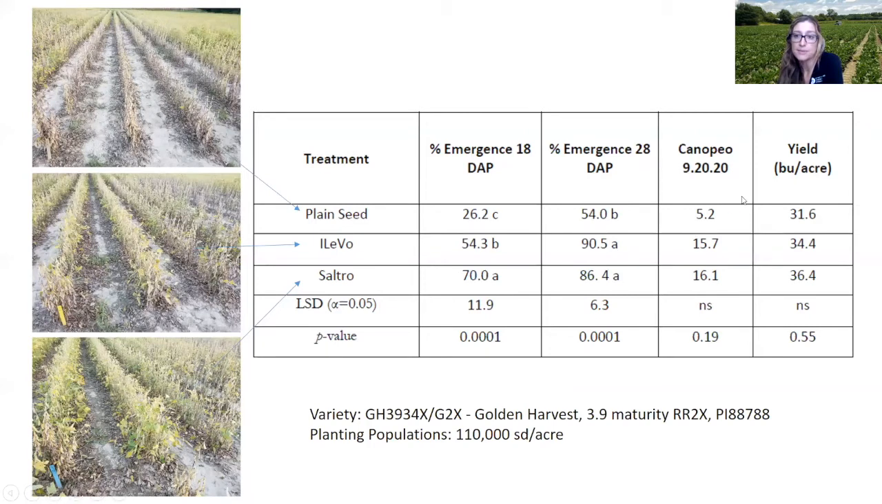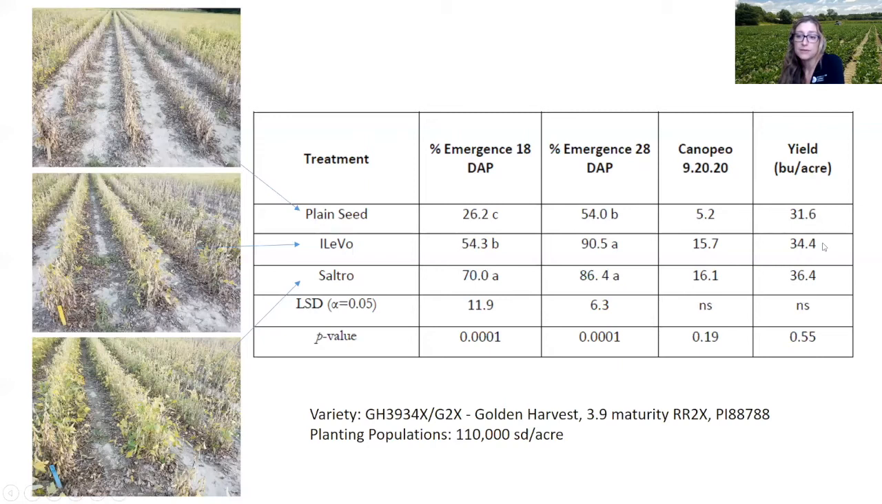To capture canopy greenness, I'll use this rating called Canopeo. And while this wasn't significantly different from the eye, visually you could see differences where that plain seed lost its leaves a little sooner this year. And a lot of this, I think, had to do with that low canopy Septoria brown spot control that we saw from some of the fungicide activity within the Olivo and Saltro products.